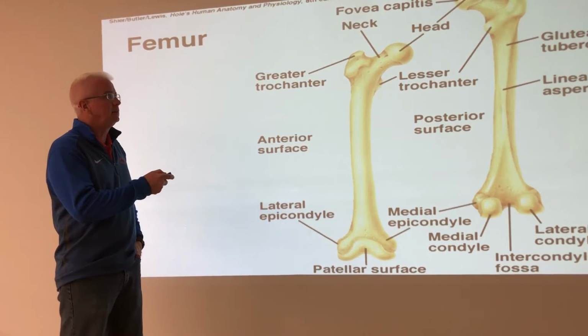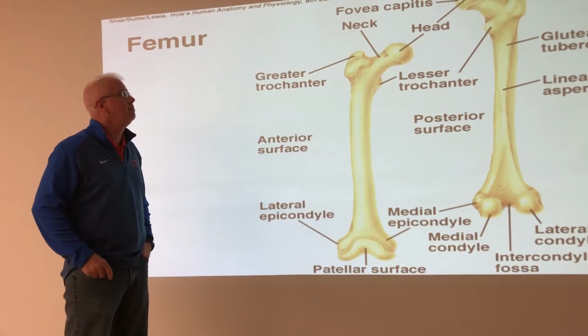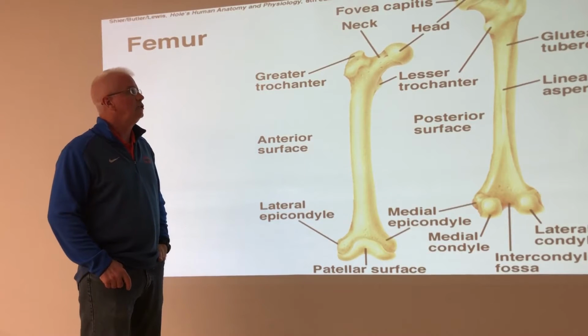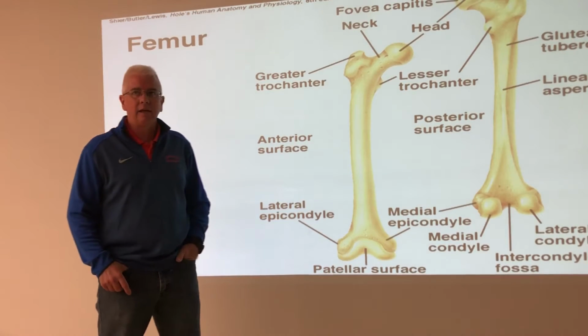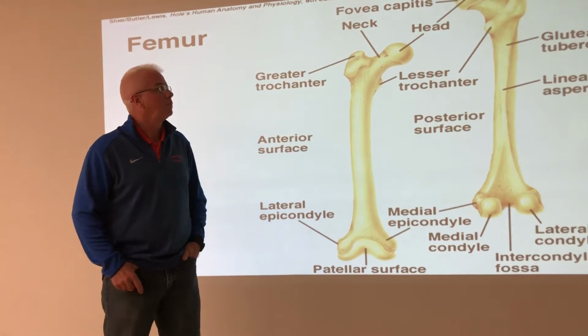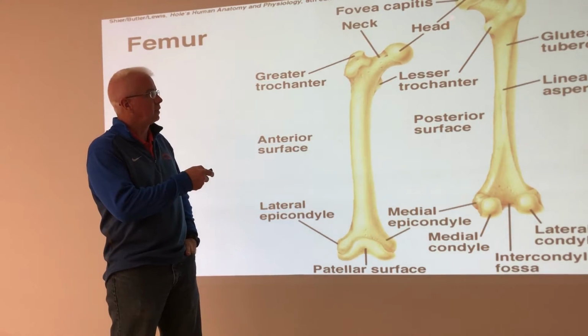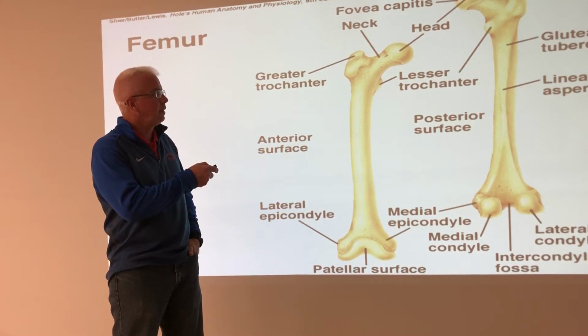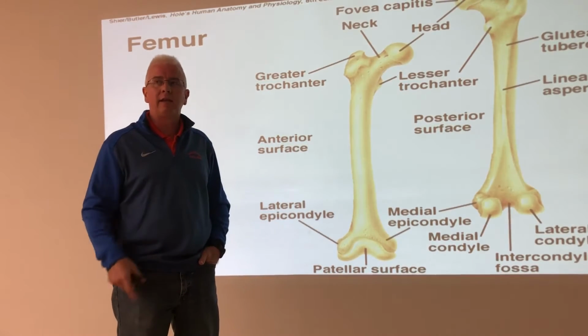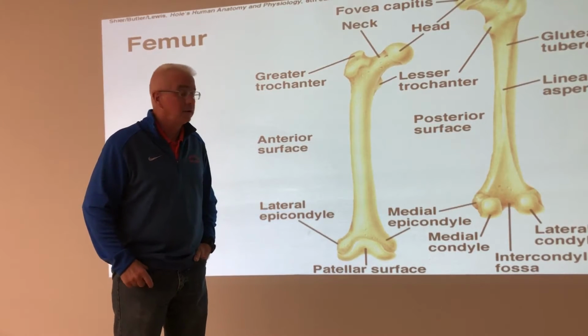The fovea capitis is a little indention in the head of the femur. And the head of the femur, as you know, articulates in a deep fossa in the hip bone called the acetabulum. Now there is a ligament, in fact, that attaches here to the fovea capitis and into the acetabulum. It's called the round ligament.